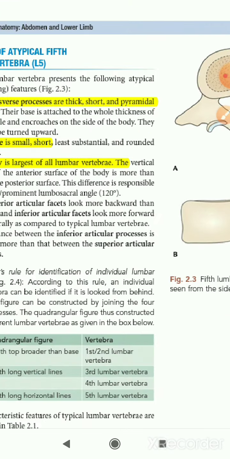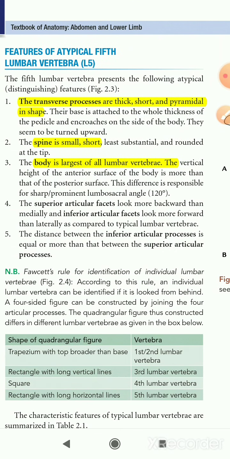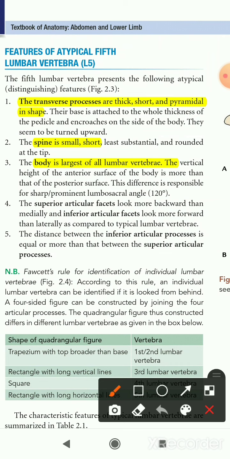lumbar vertebra. So the atypical lumbar vertebra will have some differences from the typical lumbar vertebra. At first come to the transverse processes. The transverse processes of the atypical lumbar vertebra, that means L5 vertebra, are thick, short and pyramidal in shape. And the spinous process is small and shorter than the typical lumbar vertebra, and the body is the largest of all lumbar vertebrae. So the L5 lumbar vertebra, the body has the largest diameter.